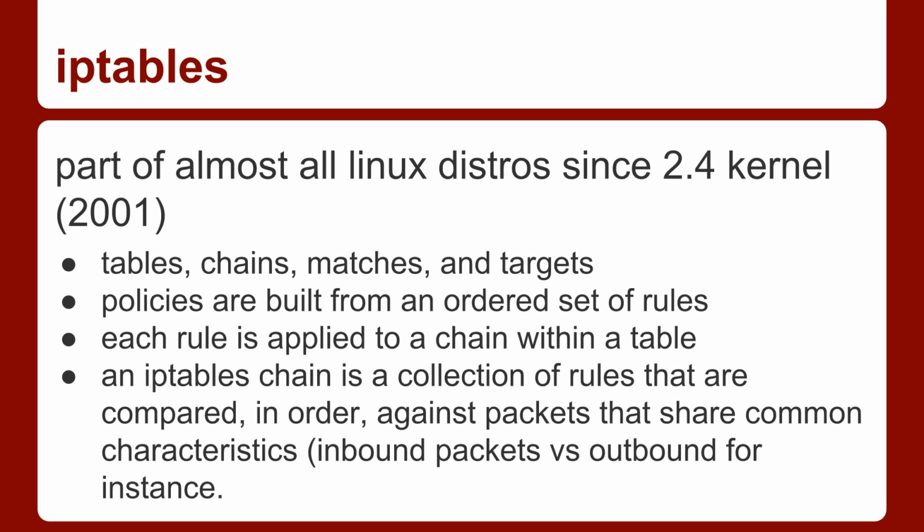So iptables has been part of Linux since the 2.4 kernel. Like I said, there's tables, chains, and then there's basically matches. So basically there's rules, and if something matches, it kicks in, and the target is enacted. Policies are built from an ordered set of rules, and it's a linear list. It just starts from the top for each packet and goes down. So if you want to prioritize something, you put it above the other thing you want it to take precedence over. Each rule is applied to a chain within a table, and obviously where the packet is going dictates the chain.